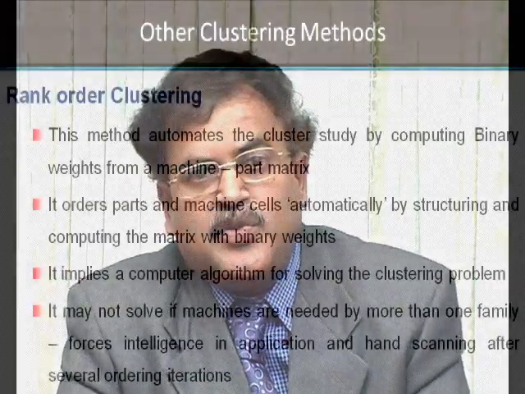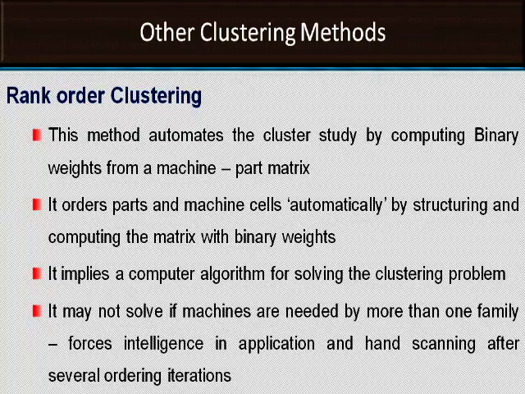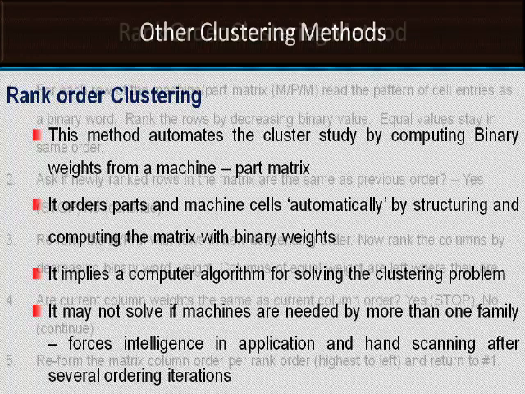We have discussed only one clustering method, that is the similarity quotient method. The other clustering method is the rank order clustering method. The rank order clustering method was developed in 1982 by King, and it also uses the part machine incidence matrix. The parts and machine cells are formed automatically by structuring and computing the matrix with binary weights, so we can develop a computer algorithm to solve the cluster problem. It may not solve if machines are needed by more than one family, which forces intelligent application in hand scanning after several ordering iterations.